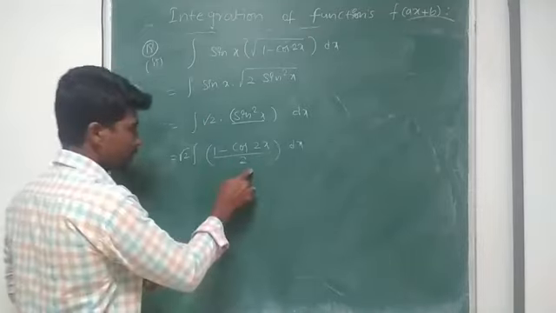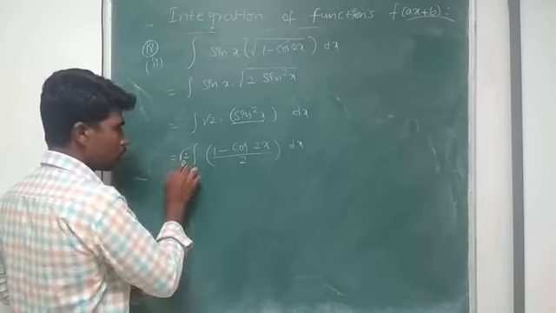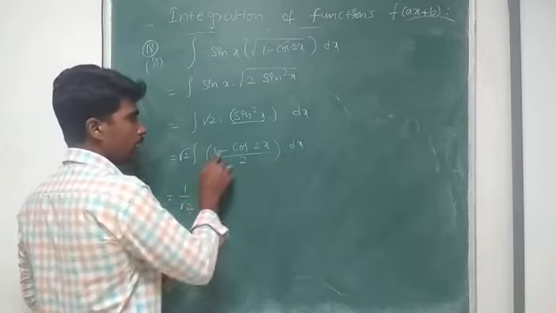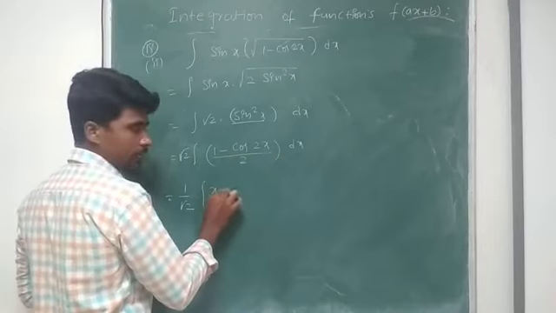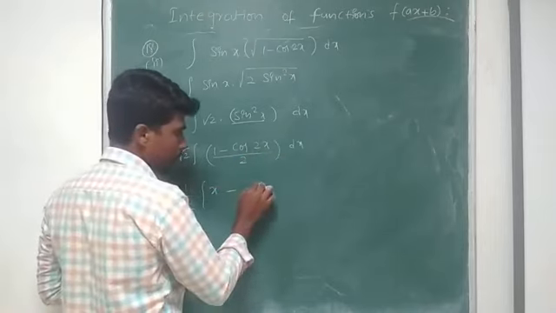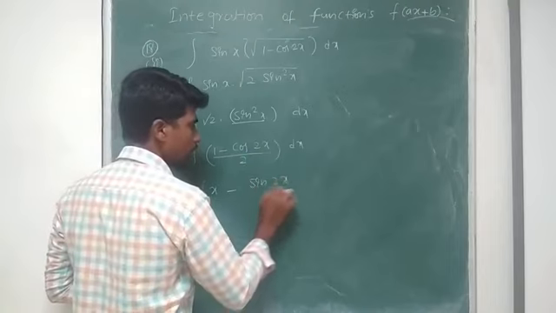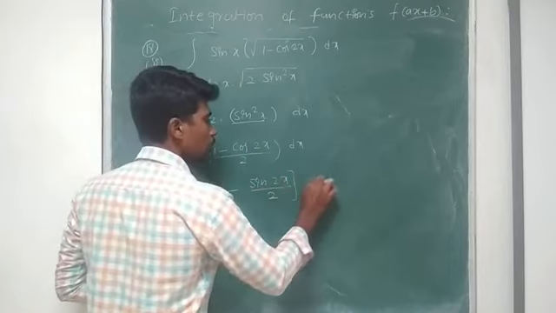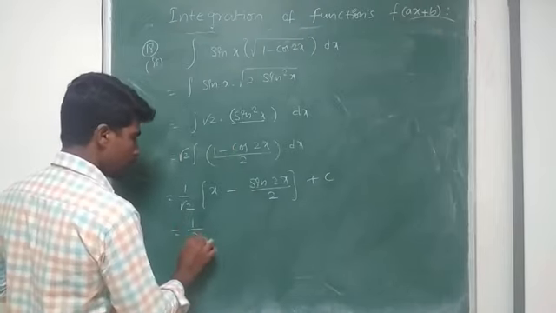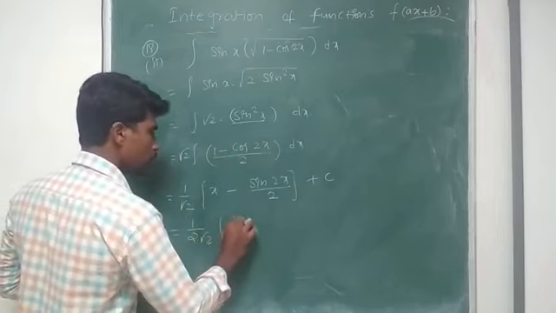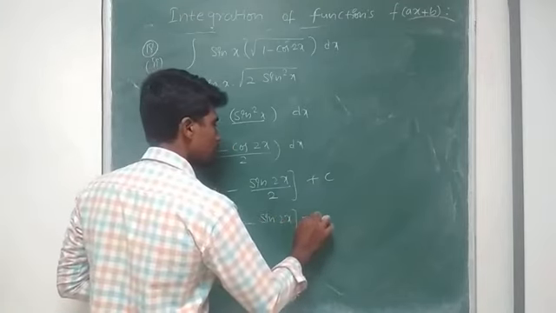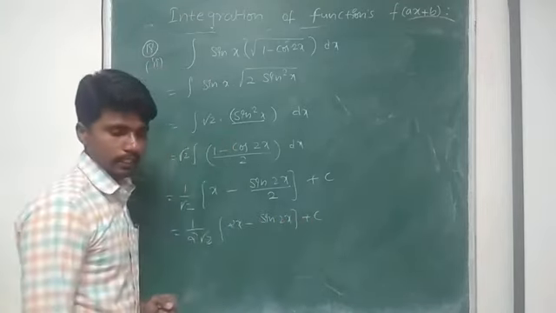dx. So if I take 2 outside, I get root 2 by 2, 1 by root 2 into integral dx is x minus integral cos 2x is sin 2x by 2 plus c. So final answer, taking 2 as LCM, 1 by 2 root 2 into 2x minus sin 2x plus constant c.